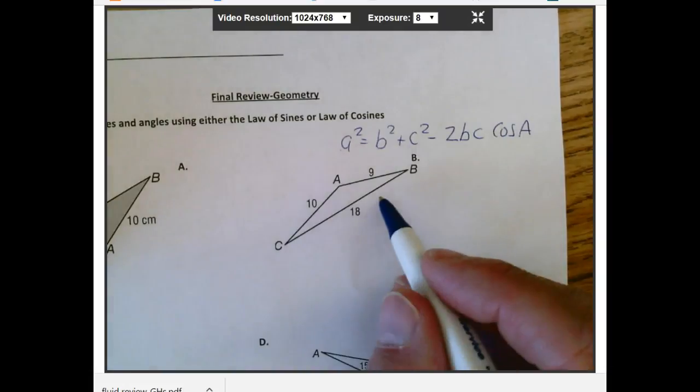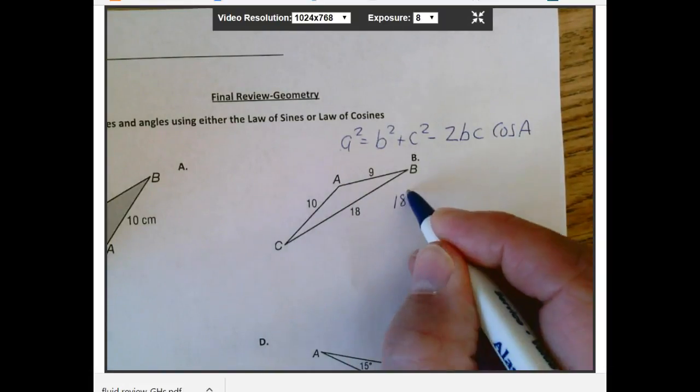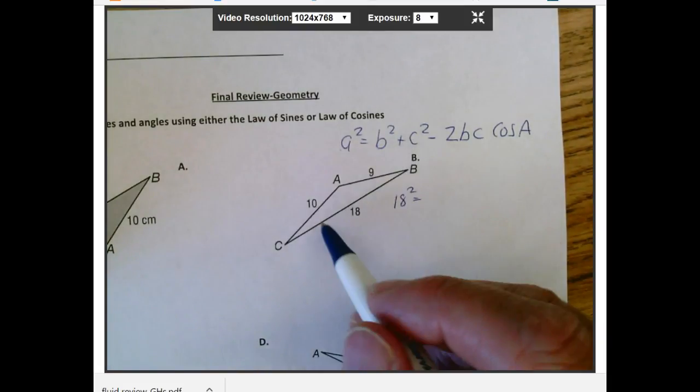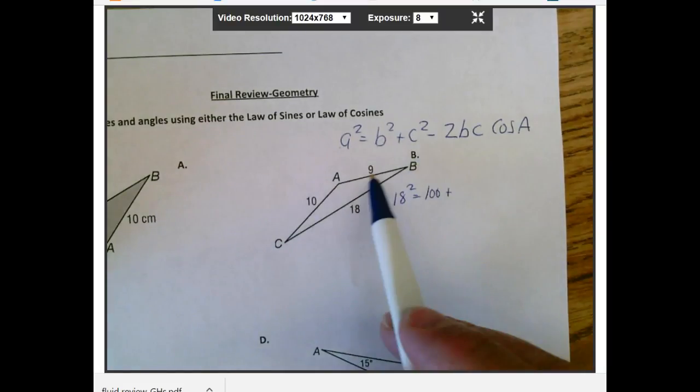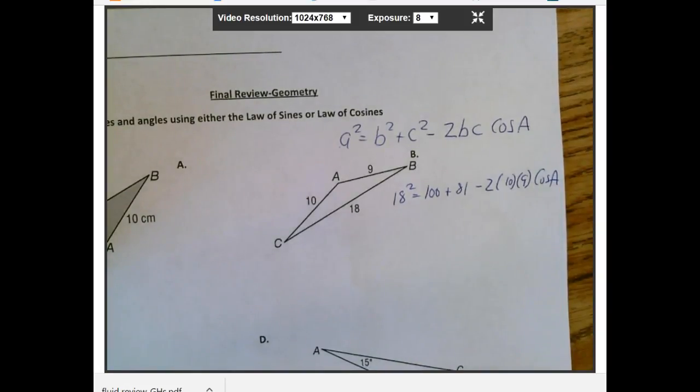So we're just going to plug in. A squared is 18 squared equals B squared, which is 10, let's make it 100. It's pretty easy. C squared is 9, let's make it 81. And then that's minus 2 times B is 10 times C is 9 cosine of A. That's kind of what we got. So now we have most everything but cosine of A.